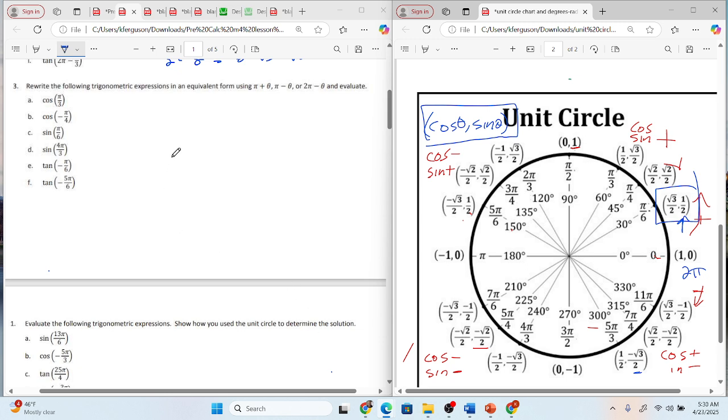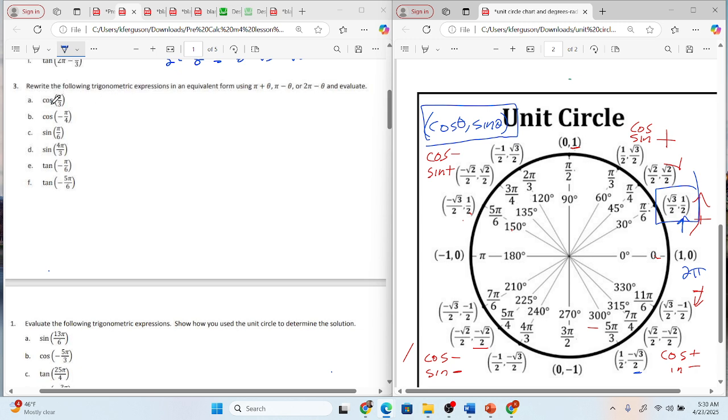All right, so let's just jump in. Rewrite the following trigonometric expressions in an equivalent form using the given forms. So what does that mean? Well, let's think about what we've got. We've got pi plus theta, pi minus theta, and 2 pi minus theta.